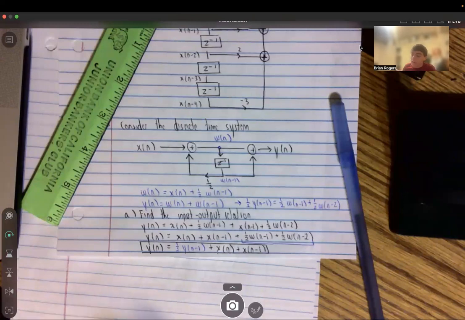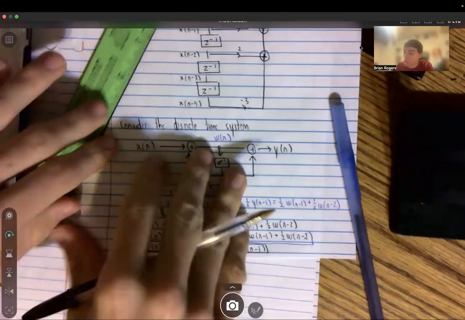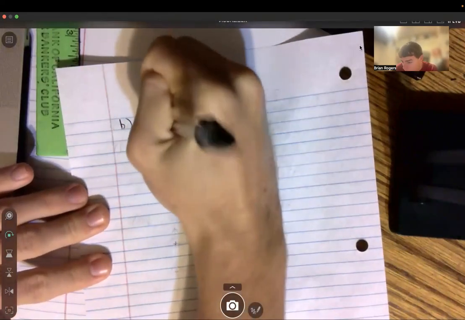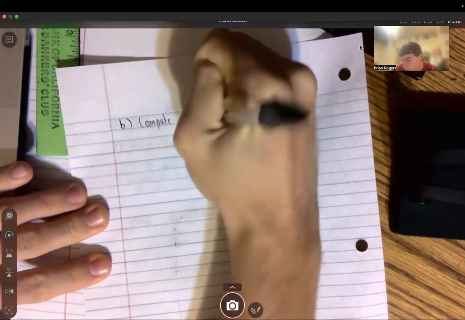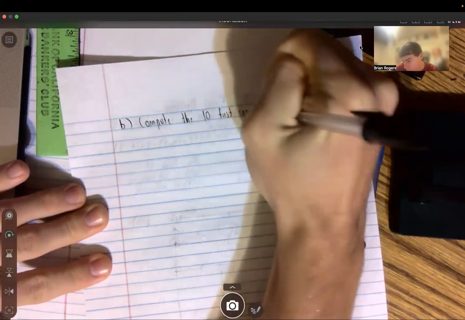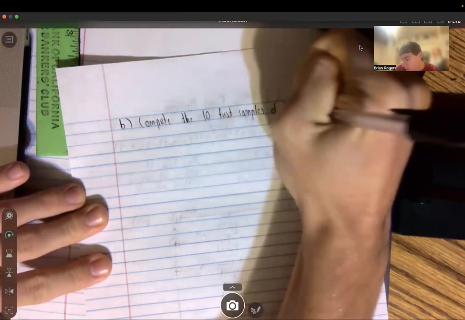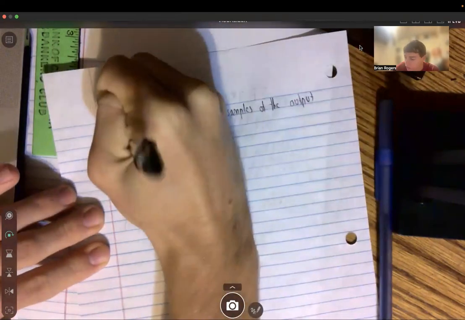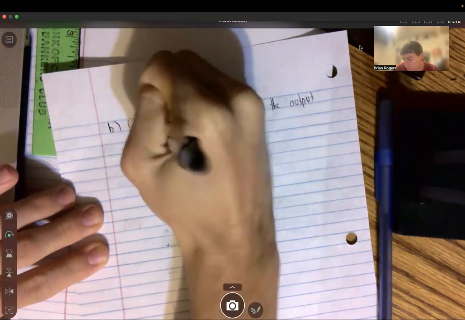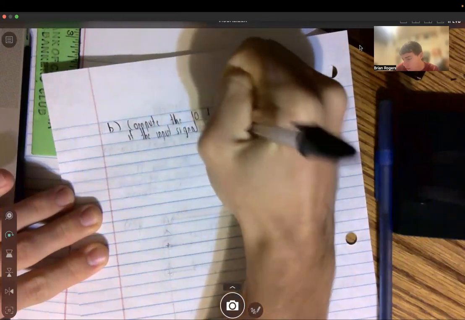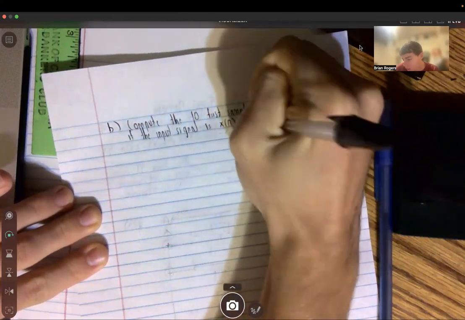it's going to ask us in the next part, it will say for part B, compute the 10 first samples of the output if the input signal is x of n is equal to delta n.